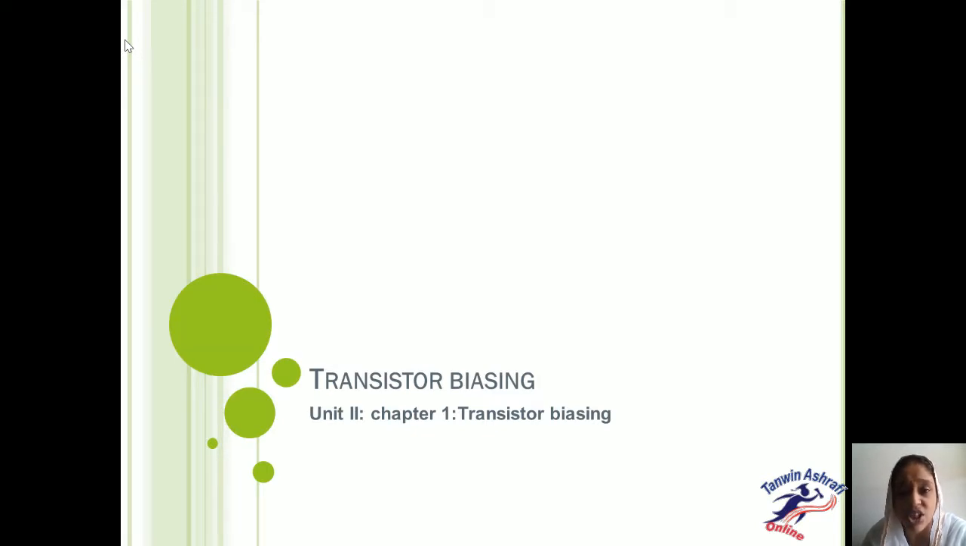In order to achieve this, means are provided to ensure the input circuit, that is the base to emitter junction of the transistor, remains forward biased, and the output circuit, that is the collector to base junction, always remains reverse biased during all parts of the signal. This is known as transistor biasing.